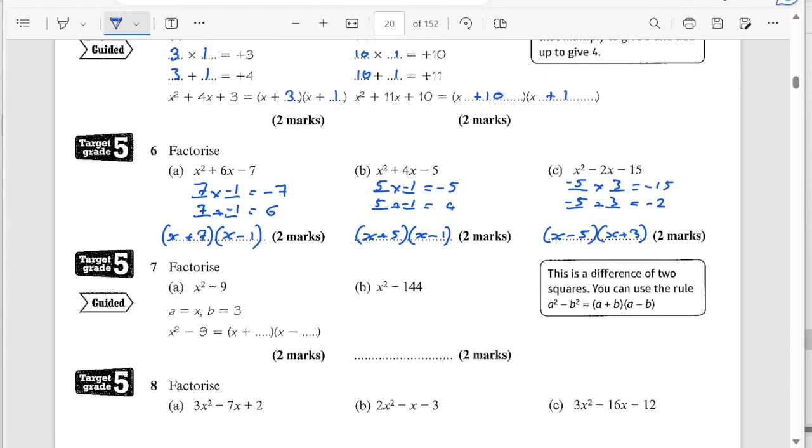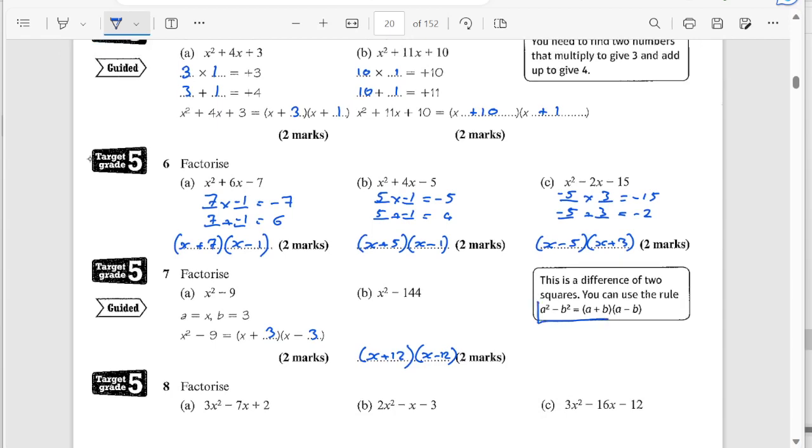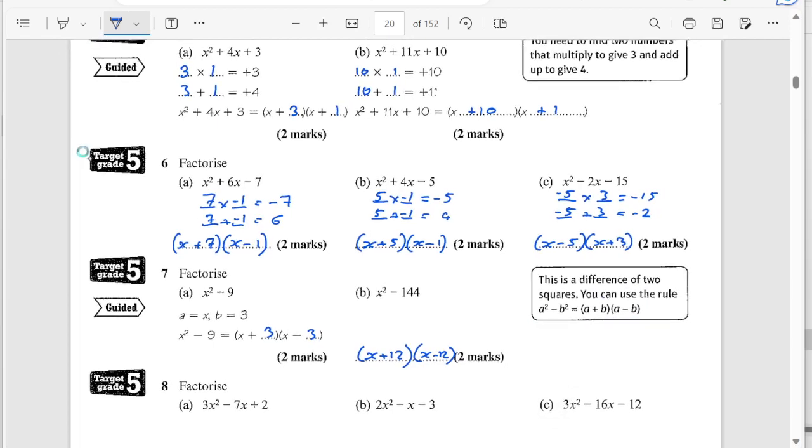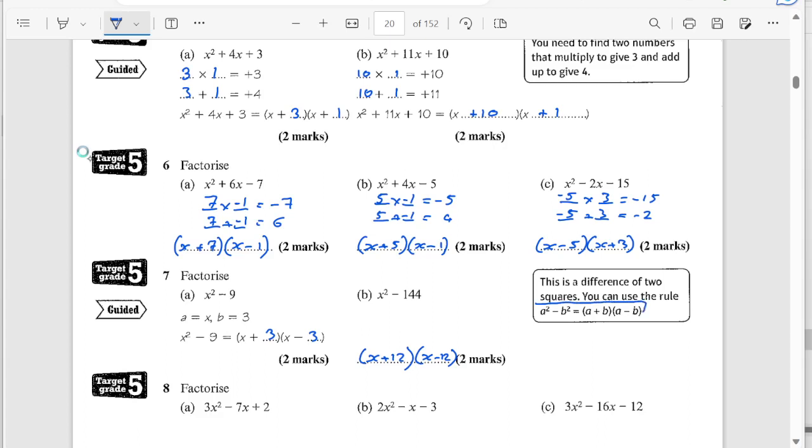Okay, and now we've got a difference of two squares, so that's going to be x plus 3 and x minus 3, and this one would be x plus 12 and x minus 12. The difference of two squares means that both of these terms are squared, and yeah, there you go. There's your difference of two squares formula. So if you've got two squared terms, then it's going to be the square root of one plus the square root of the other, multiplied by the square root of one minus the square root of the other.